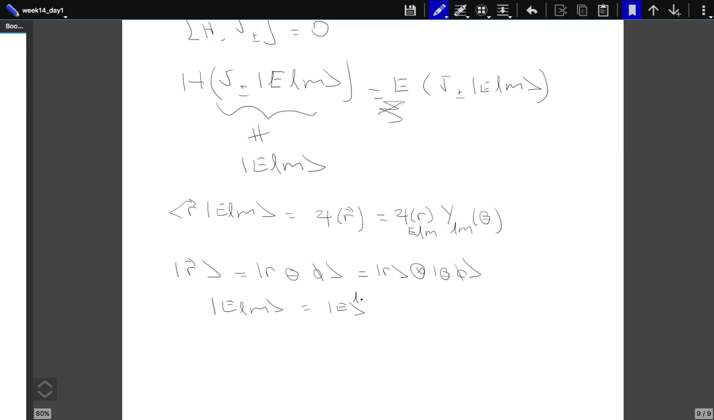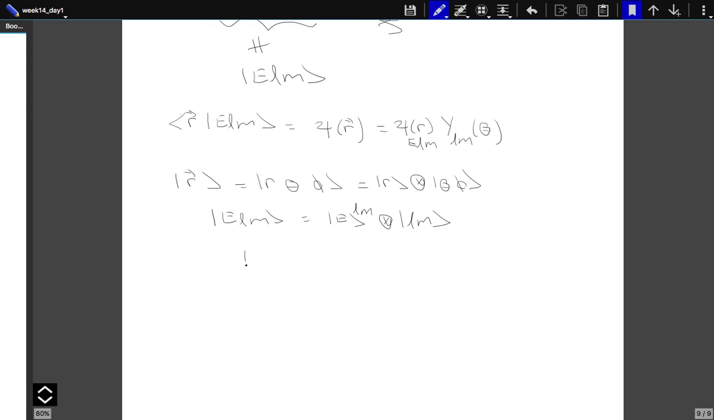Well, this energy piece might in principle depend on the L and M values times the LM ket. Now this LM ket is overlapped with theta and phi, is what I call Y_LM of theta and phi.